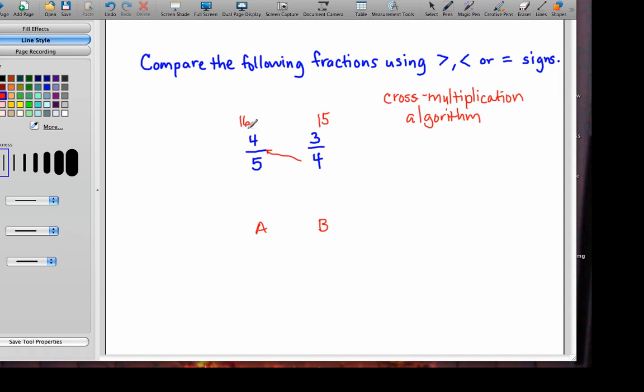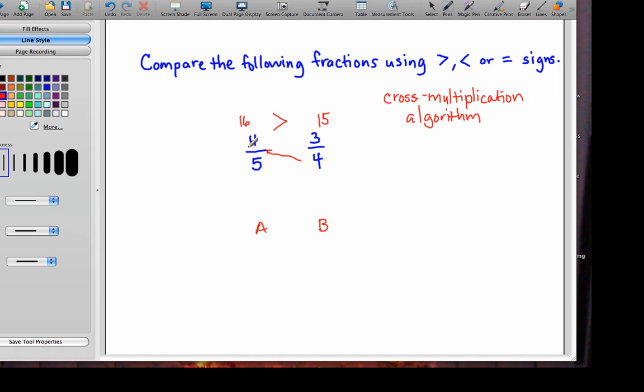Alright, so I can see that 16 is not the same as 15, so I know that they're not equal. So equals is out of the picture now. Now I just have to think. Let's see, greater than means to the right. So which one of these numbers, if they were on the number line, would be furthest to the right? It'd be 16. So the symbol is going to open up to the greater number. And that's why 16 is greater than 15.